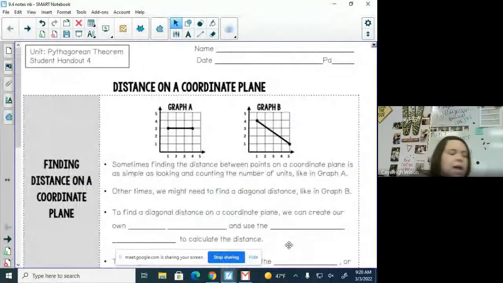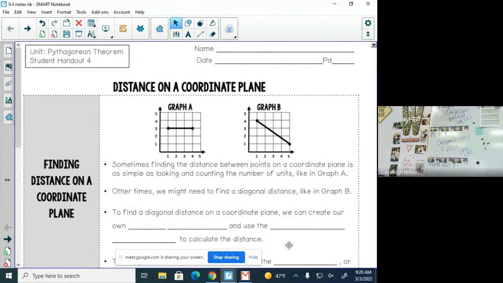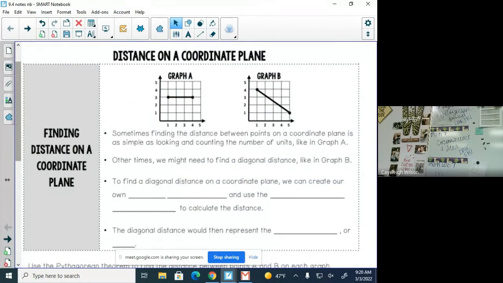All right, so today is about distance on a coordinate plane. Sometimes finding distance between two coordinates is easy. It's a straight line on those coordinates. You can just count. Like the distance on this first one is 1, 2, 3. So sometimes you can look at it, just count, and you've got the distance.